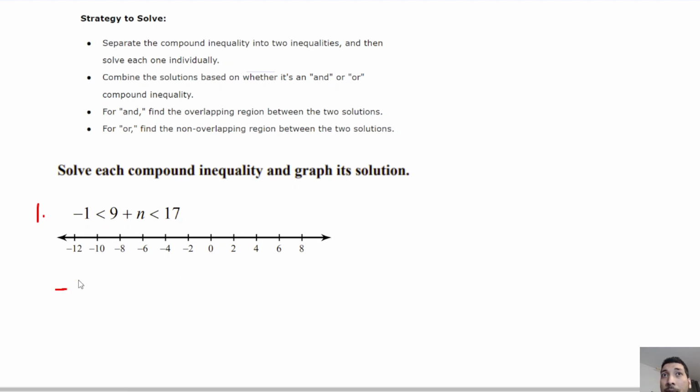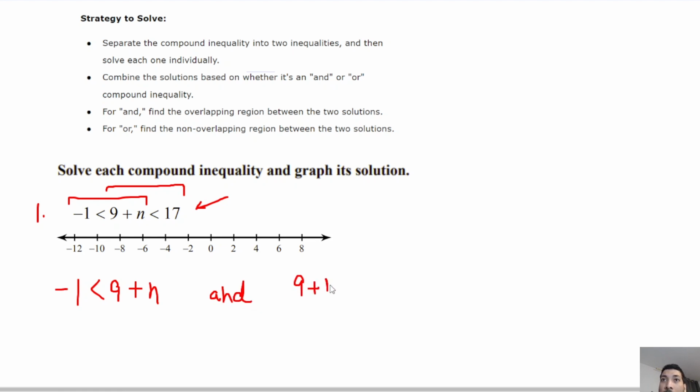We have negative 1 less than 9 plus n. So here we have this inequality represented as a single inequality. So we can write this section as one inequality and this section as another inequality. And this kind of inequality is represented by AND inequality. So we have this AND inequality, 9 plus n less than 17.